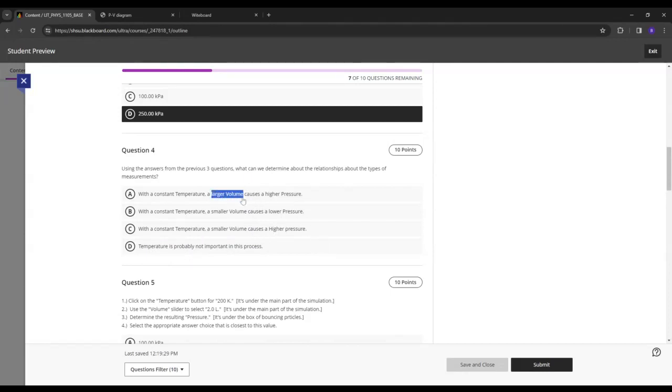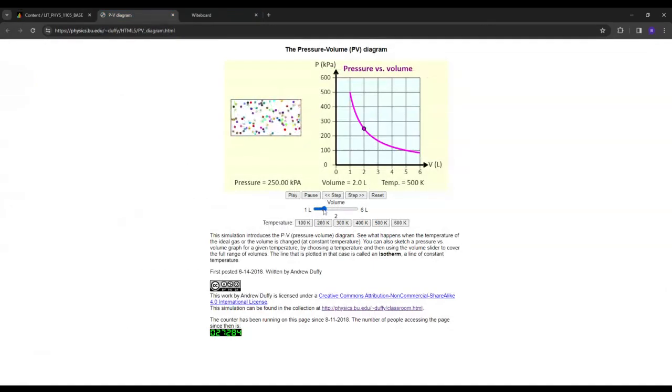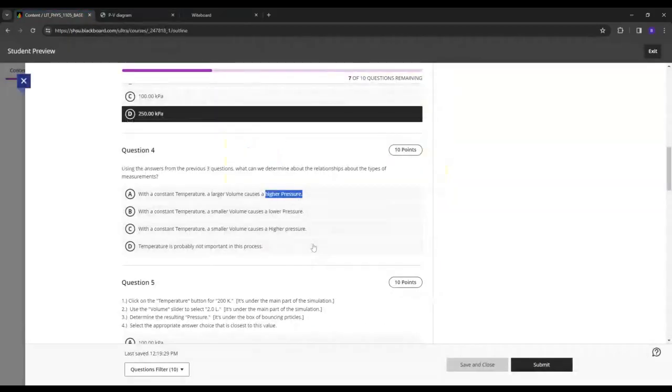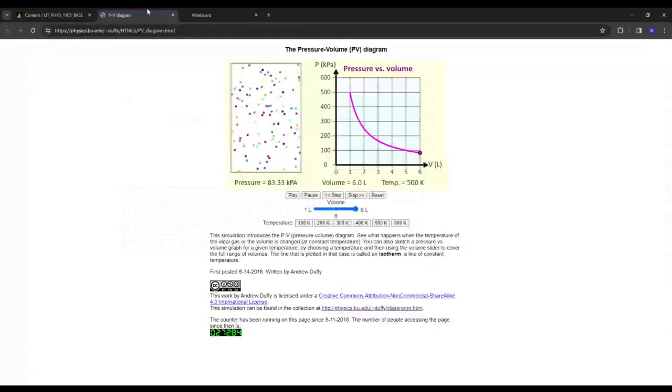Okay, so larger volume, higher pressure. Well, we can just check and see if that happened, right? So we can take the volume, bring it back up to 6, and notice that's the smallest pressure. On the graph, it's the lowest point here. So that seems to not be true. So it's not A.